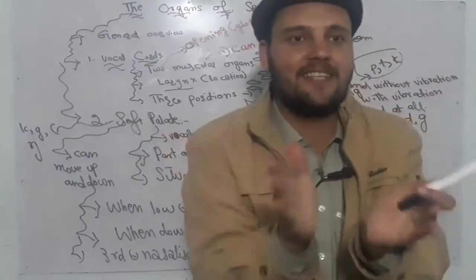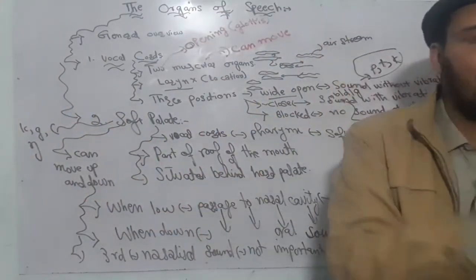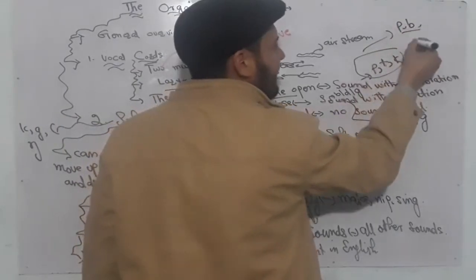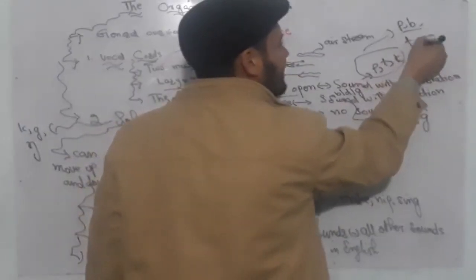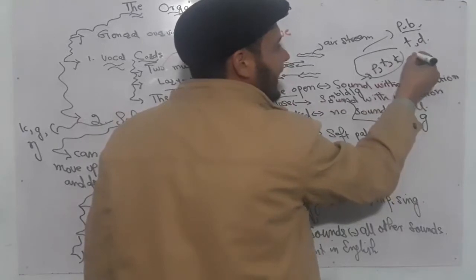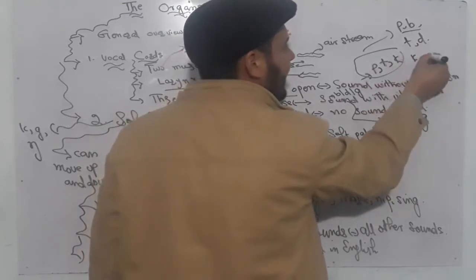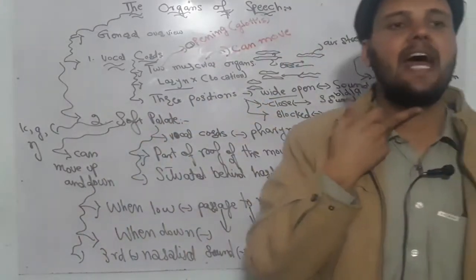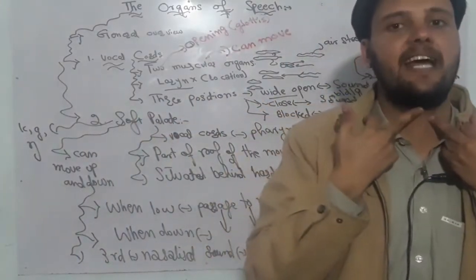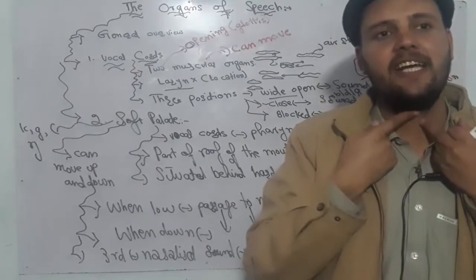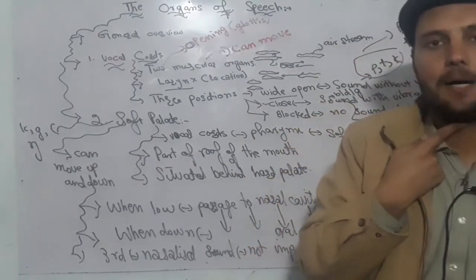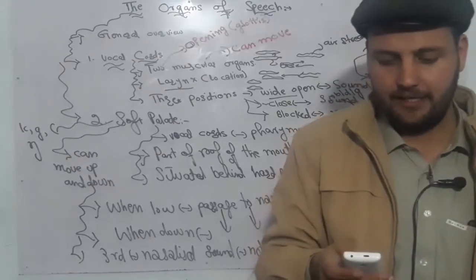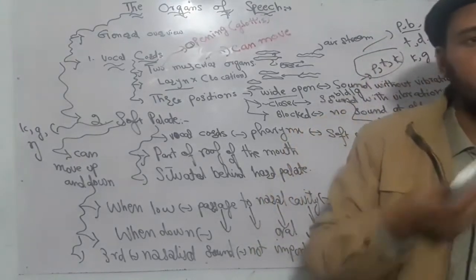Now there are pairs, for example, pa and ba, pa, ba. This is one pair, ta, da, this is another pair, and ka, ga, that's another pair. If you put your finger on your Adam's apple, we call this place the Adam's apple, and you say pa, ba, you clearly see, sorry, so slight interruption here.